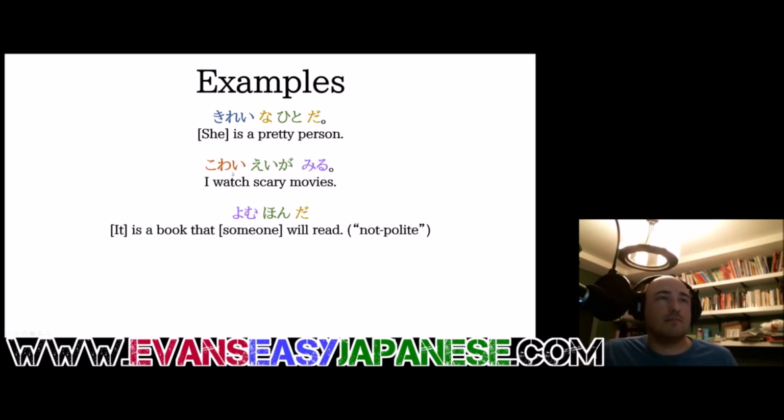Kawaii eiga miru. Sorry, let me say that more like a Japanese person. Kawaii eiga miru. Notice how this is I watch scary movies. Kawaii, verbal, goes directly into eiga. Doesn't need a copula. Eiga is a noun. It's not the end of the sentence, and it's not going into a noun. So we don't need a copula here. And then miru doesn't need a copula either. Okay? So we see how that works.